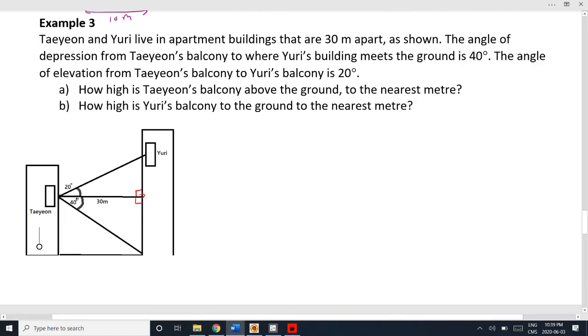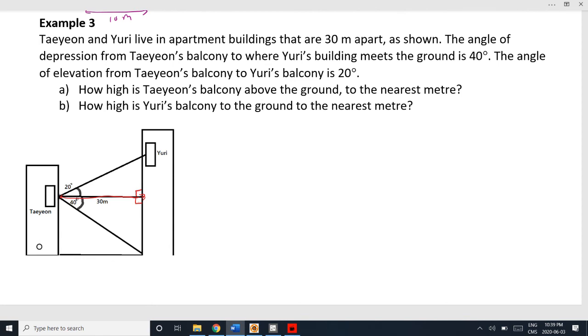Example 3. Taeyeon and Yuri live in apartment buildings that are 30 meters apart, as shown. So we can see the distance between the two apartment buildings where they live is 30 meters. The angle of depression from Taeyeon's balcony to where Yuri's building meets the ground is 40 degrees. So looking down from Taeyeon's balcony, it hits the ground at an angle of 40 degrees.